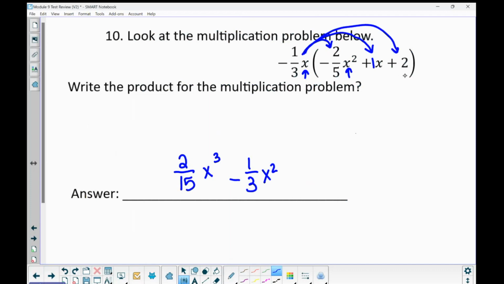Negative 1 over 3 times x squared, put it over 1, so numerator times numerator, denominator times denominator. Negative 1 times 2 is negative 2, and 1 times 3 is 3. And I just bring down my 1x and that is our answer. And that is it for our test review.